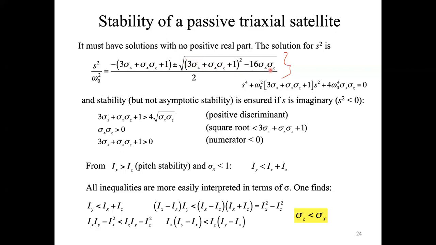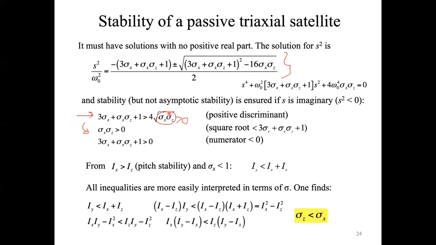So basically this root here has to be positive. That's the reason why, in order to have that, we have this condition. So we have a positive discriminant of the system. The other condition is also that the square root of this term here has also to be positive. And that's the other condition. So we already found two conditions.